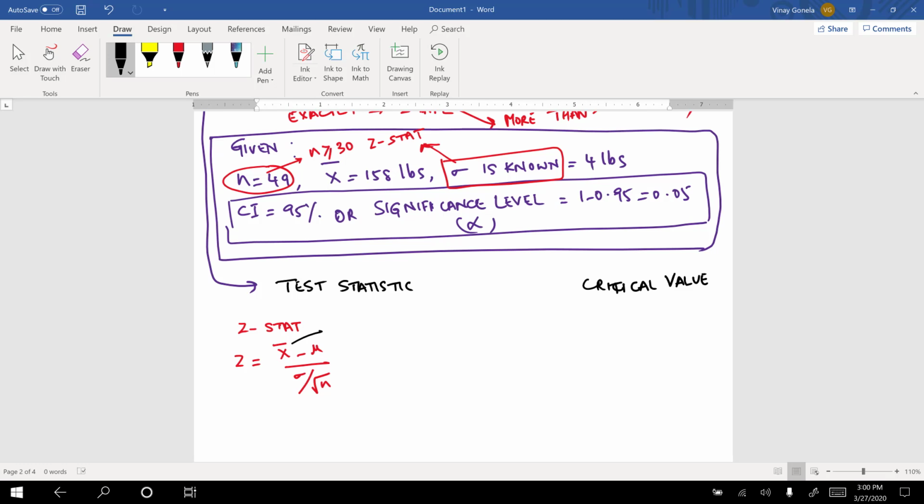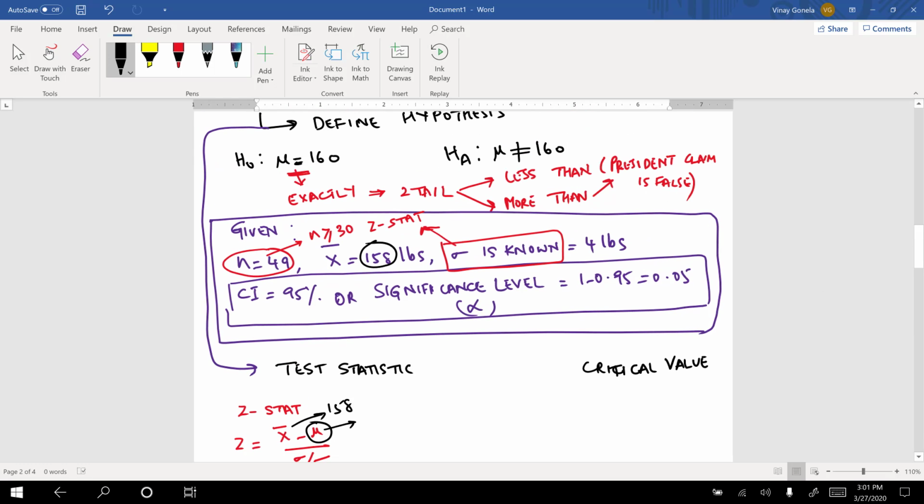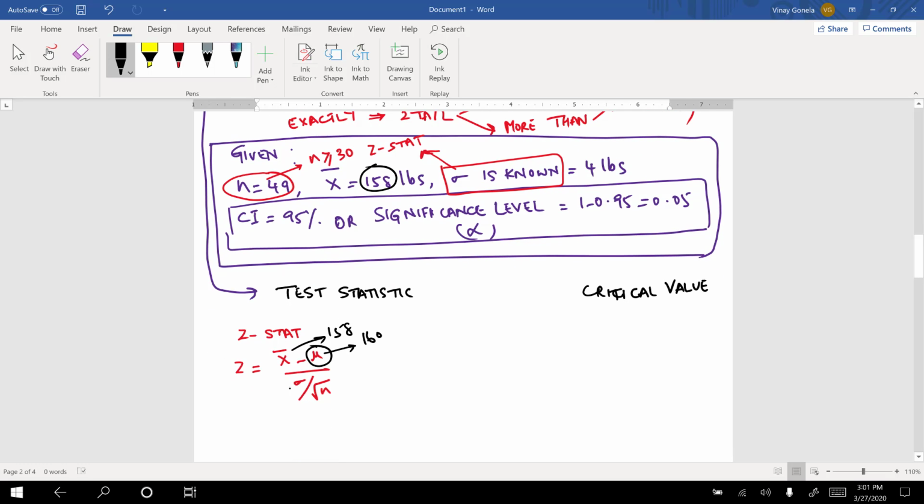So our x bar is 158, and then this mu will be population, so that will come from H null value, which is 160, and then sigma is known, which is 4, and n is 49. So this will be equal to 158 minus 160 divided by 4 over square root of 49. So this you should get negative 3.5.